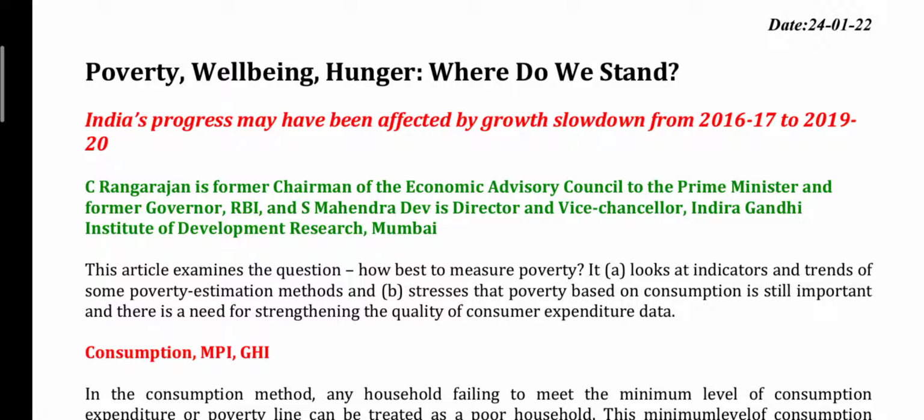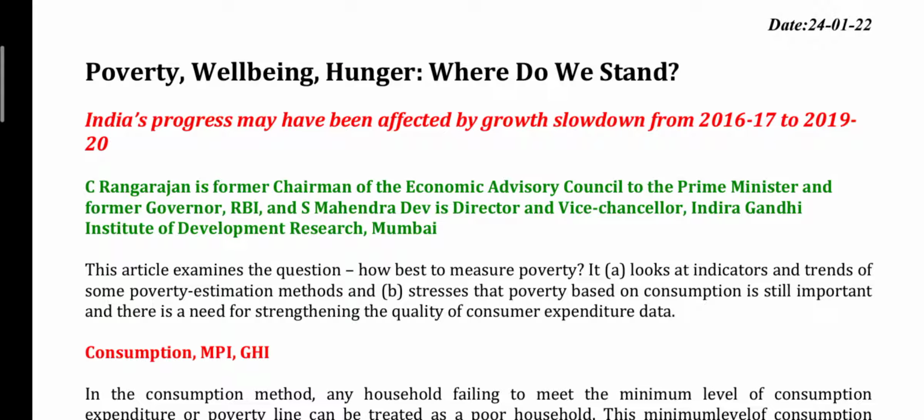Poverty, well being, hunger. Where do we stand? This article examines the question of how best to measure poverty. It (A) looks at indicators and trends of some poverty estimation methods, and (B) stresses that poverty based on consumption is still important and there is a need for strengthening the quality of consumer expenditure data.